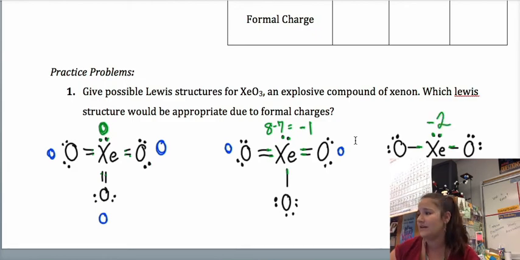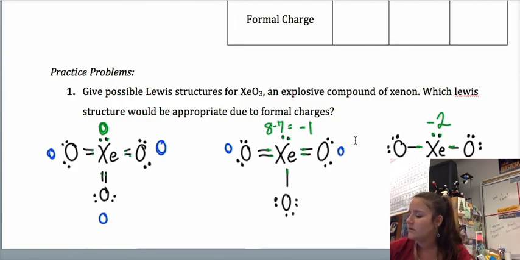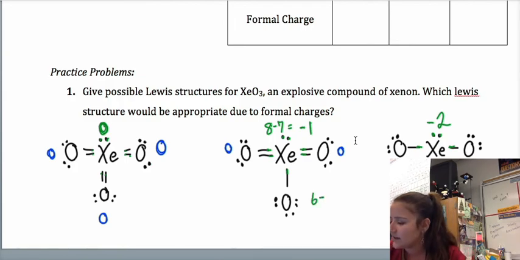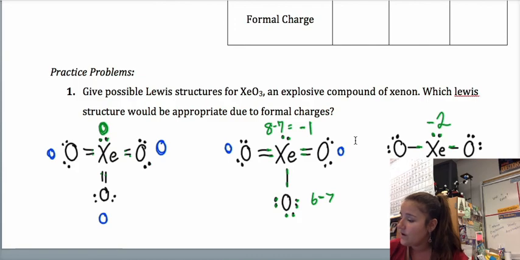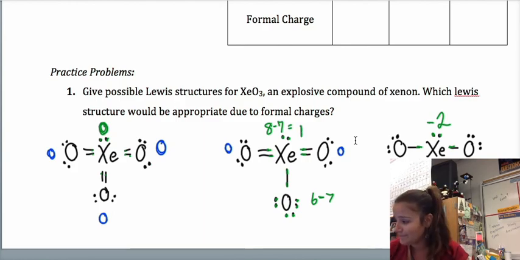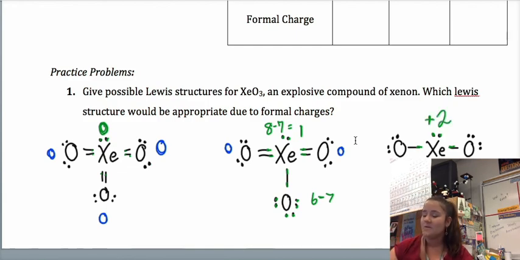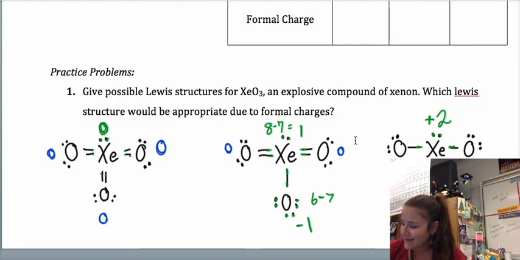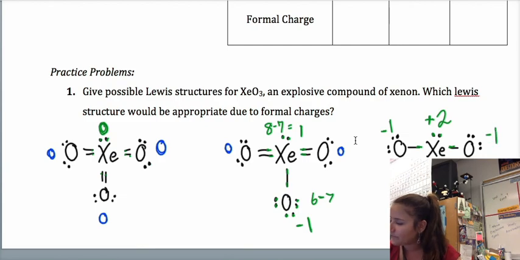What about those single bonded oxygens? Well, oxygen normally has 6 valence electrons, and we minus 1, 2, 3, 4, 5, 6, 7, minus 7. So, whoopsies. I messed up. This should be 8 minus 7 is positive 1, not negative 1, which means this one is definitely positive 2, 8 minus 6. Okay, while this oxygen is going to be negative 1. So that means these oxygens are also negative 1.